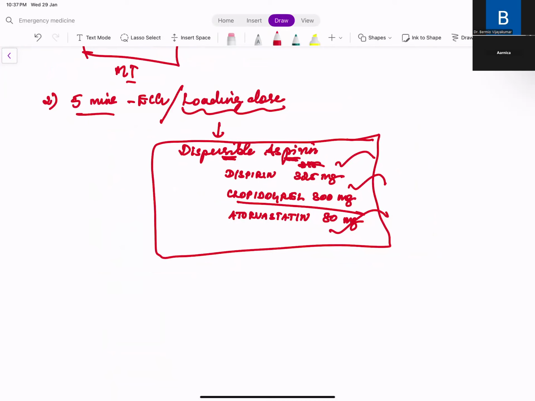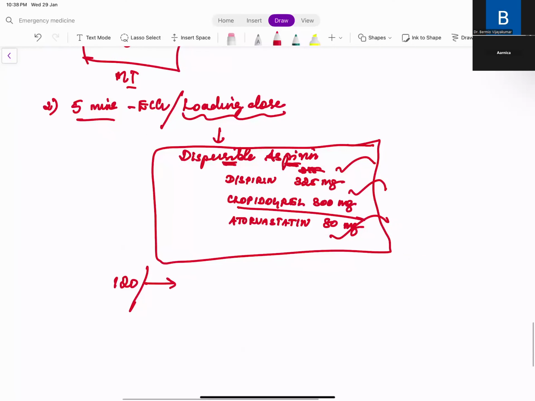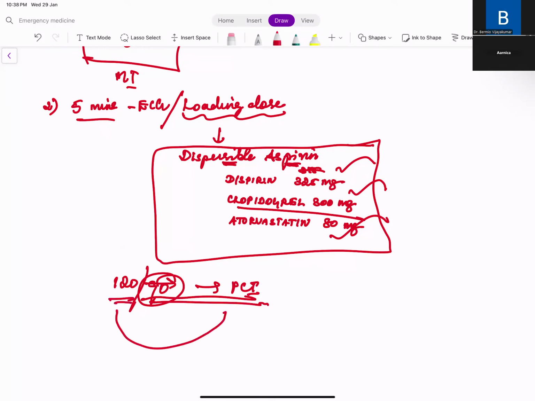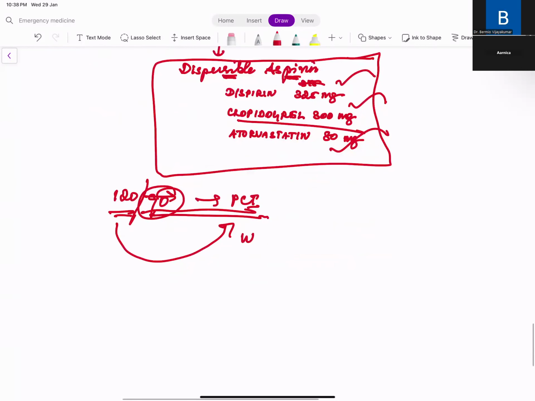Once you diagnose STEMI, the next thing is that within 120 minutes, that is within 2 hours, or some say even within 90 minutes, you should send them to a PCI center. Within 90 minutes they should reach a PCI center, and within 120 minutes they should have had the stenting done. They say wire crossing. During coronary angiography, the wire crossing should be done within 120 minutes. That is the ideal setup.